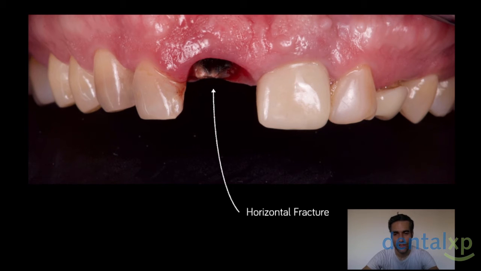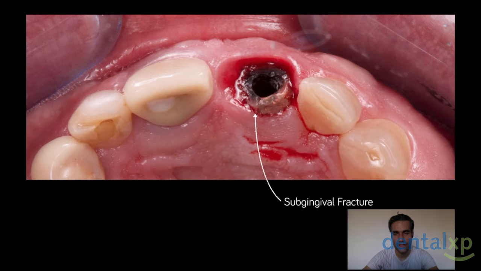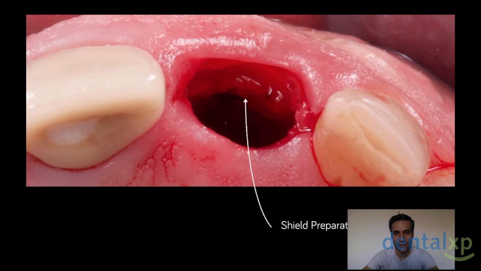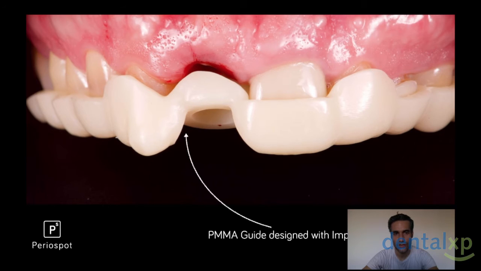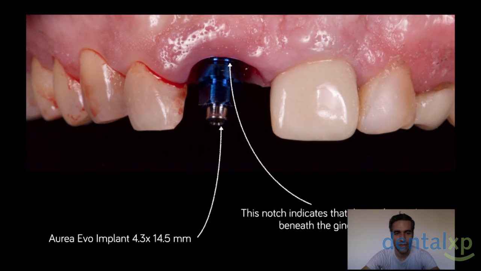With a horizontal fracture, there is a hopeless tooth due to the subgingival fracture. And what we did is a shield preparation in the buccal. We also built with a CAD-CAM this PMEMA guide that was designed with the 3Shape Implant Studio. We placed the Aurea Evo implant using this guide.